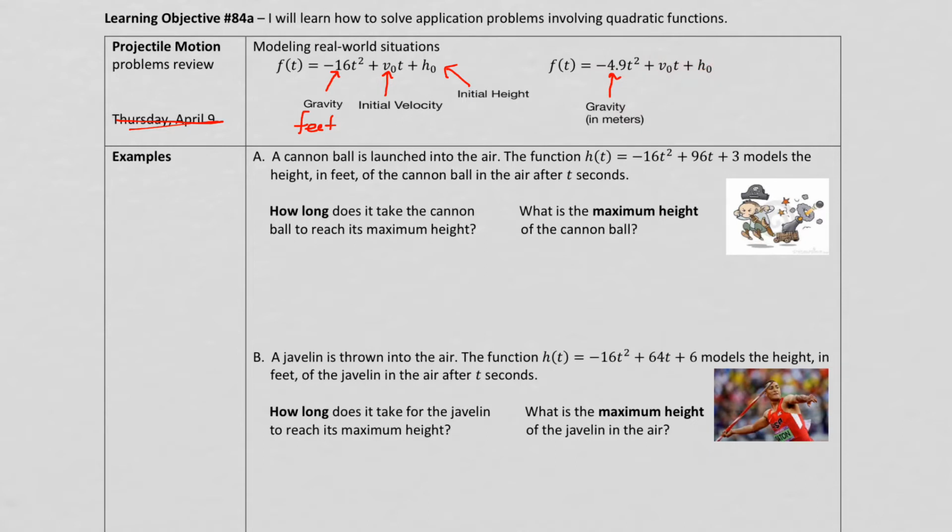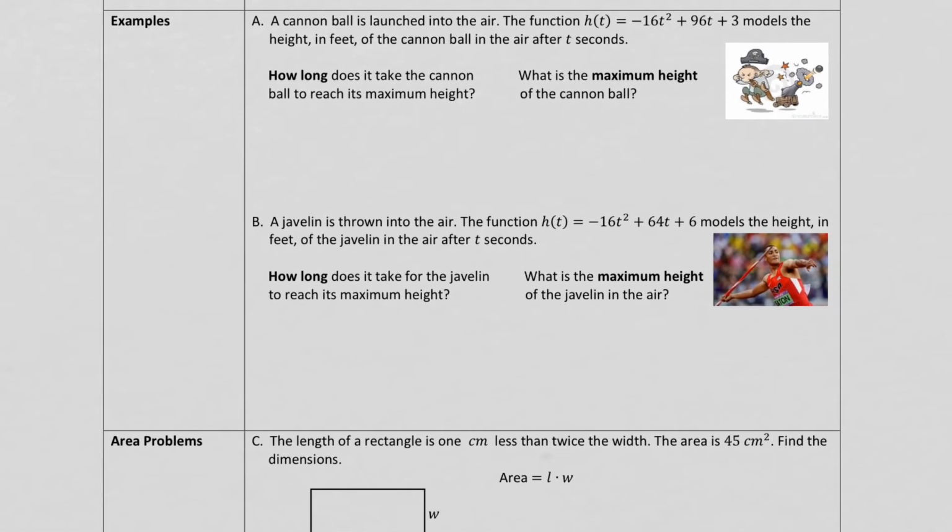It's short today. The first thing is we want to talk about some projectile motion. So example A. A cannonball is launched into the air. The function h of t equals negative 16t squared plus 96t plus 3 models the height in feet of the cannonball in the air after t seconds. We can still identify A, B, and C the exact same way. Then it asks, how long does it take the cannonball to reach its max height?